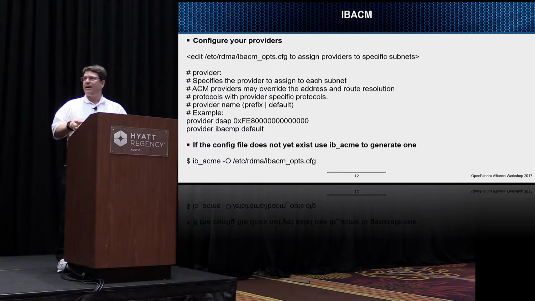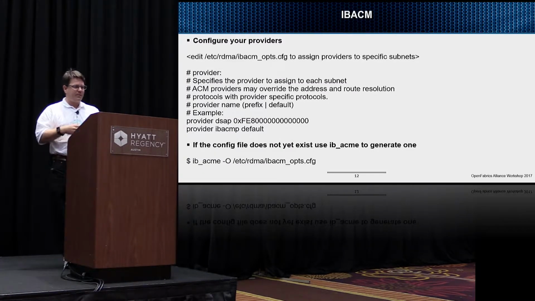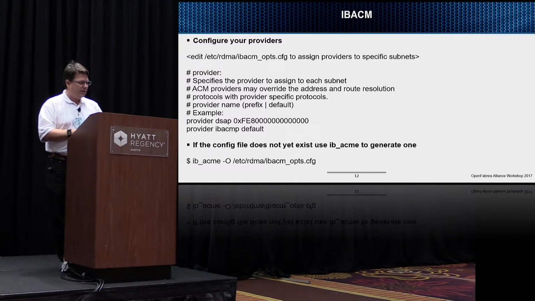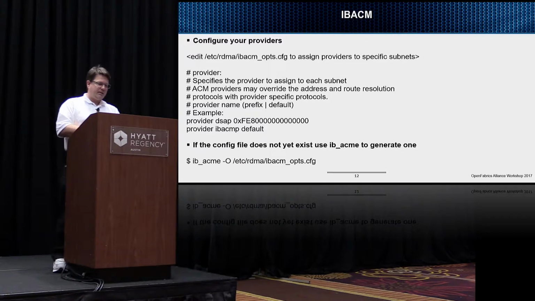So I've kind of glossed over how to configure that. I assume most people know how to do that. So configure your providers. As I said, I'm going to go through the DSAP provider for Omnipath as an example. Edit your IBACM ops config file. This is where the defaults are provided.